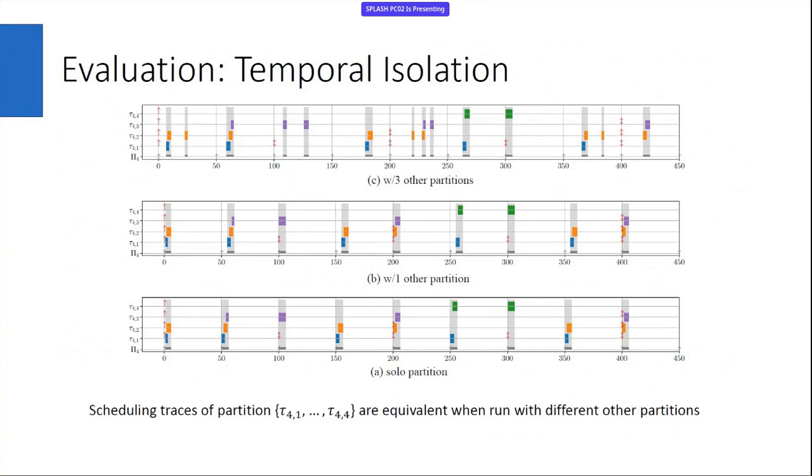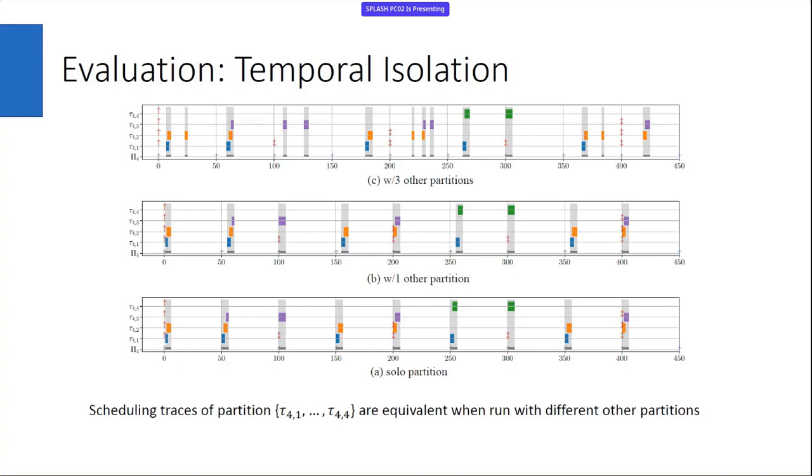The next figure, B, shows what happens if there's another partition running. Now you can see that the actual time this partition gets executed is no longer always at the beginning of the period, like 50. Instead, it is a little bit beyond the 50 boundary, and so on. Figure C shows the case where you have 3 other partitions running. That would further disrupt the schedule of this partition 4. You see that originally things are running consecutively, and now they are divided at different times.